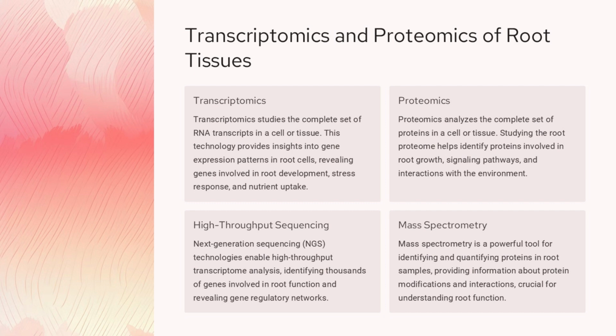Transcriptomics provides insights into gene expression patterns in root cells, revealing genes involved in root development, stress response, and nutrient uptake. Proteomics helps identify proteins involved in root growth, signaling pathways and interactions with the environment. Next-generation sequencing enables high-throughput transcriptome analysis, identifying thousands of genes involved in root function and revealing gene regulatory networks. Mass spectrometry is a powerful tool for identifying and quantifying proteins in root samples, providing information about protein modifications and interactions, crucial for understanding root function.